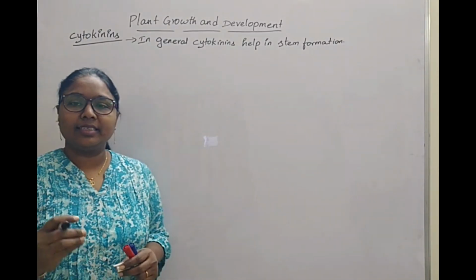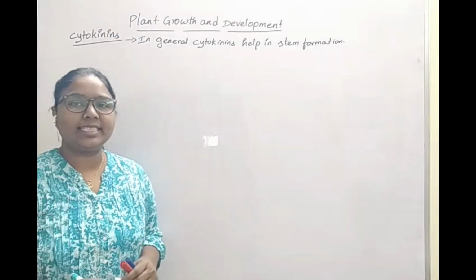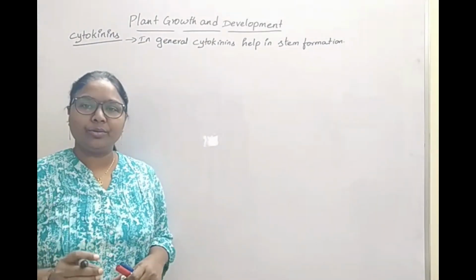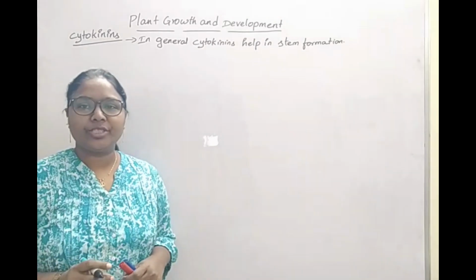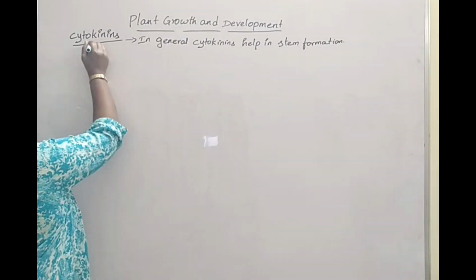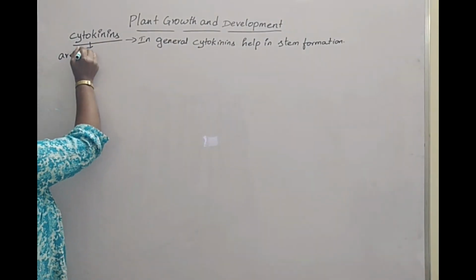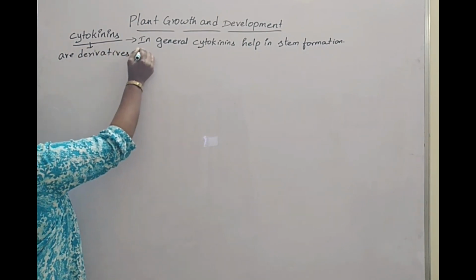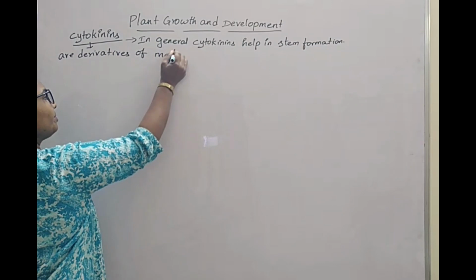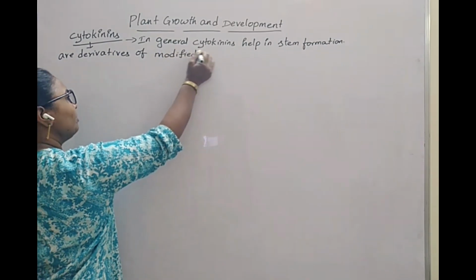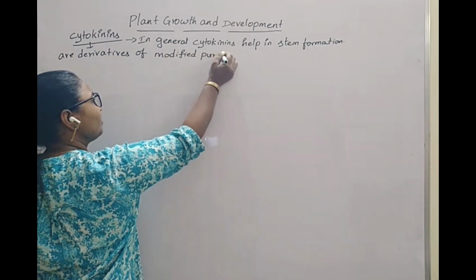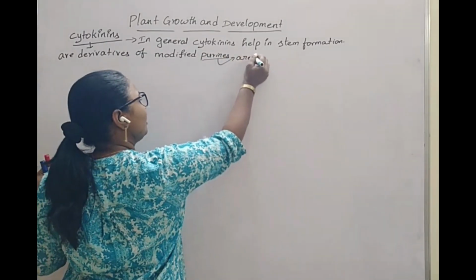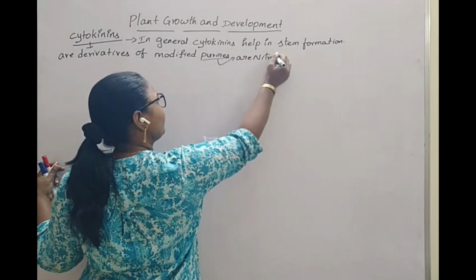Cytokinins are derivatives of kinetins. Kinetins are a type of modified purines. We know that purines are nitrogen bases. So cytokinins are derivatives of modified purines. Purines are nitrogen bases.